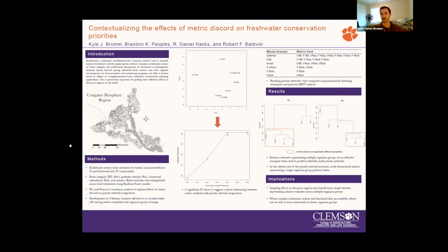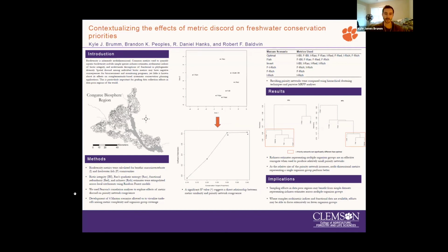But not a whole lot of work has been done that tells us how this metric discord can affect systematic conservation planning, right? So this is kind of like the bang for your buck as far as conservation efforts go. And so we're focusing in the Congaree Biosphere region. I did my field work last spring to last fall, actually.